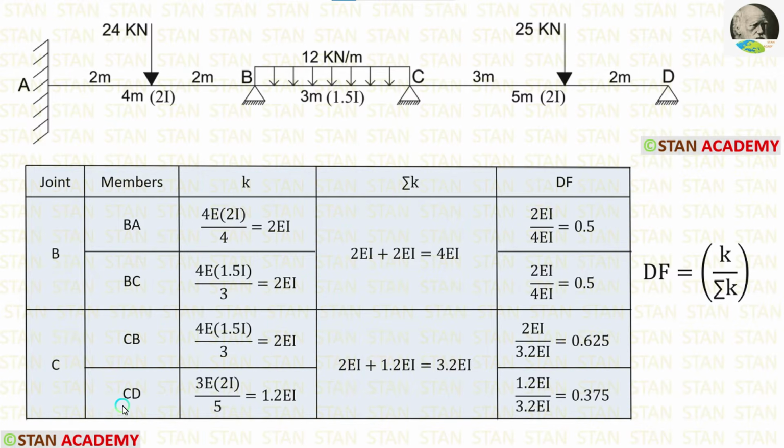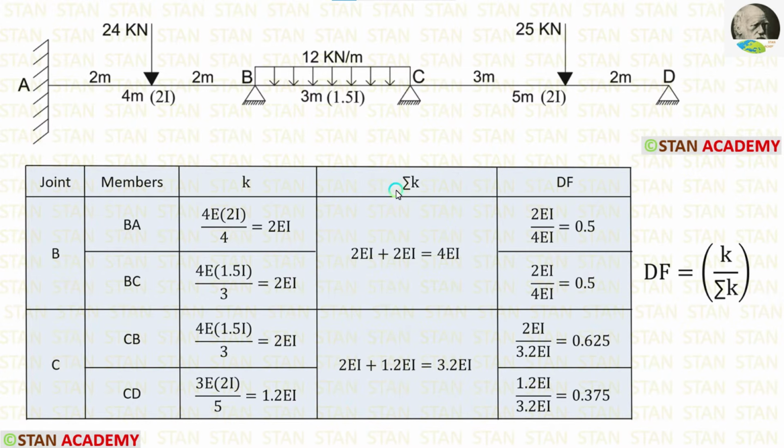Now, let us calculate for CD. For that, from the point C, we have to look at the point D. At point D, we have a hinged support. If the far end is hinged, the formula is 3EI upon L. Here, the moment of inertia is 2I and length is 5 meter. After applying both of the values inside the formula, we are getting 1.2 EI.